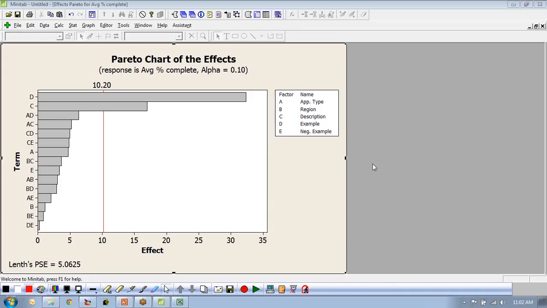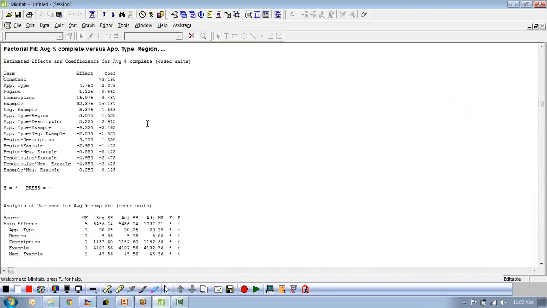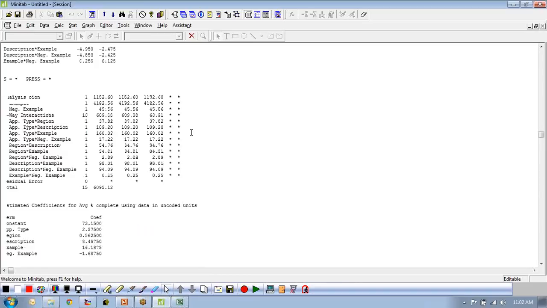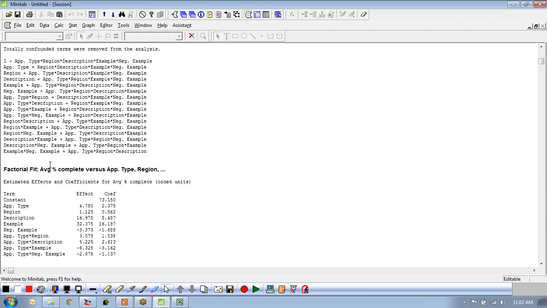Let's utilize our control E, but before we do, I want to show you a couple of different things. Here's Minitab's output in the session window, and it says totally confounded terms. We'll talk about confounding a little bit later today in this lecture. But here are the confounded terms, and like I said, we'll get to that example. It looks kind of complicated to me. And here are the terms.